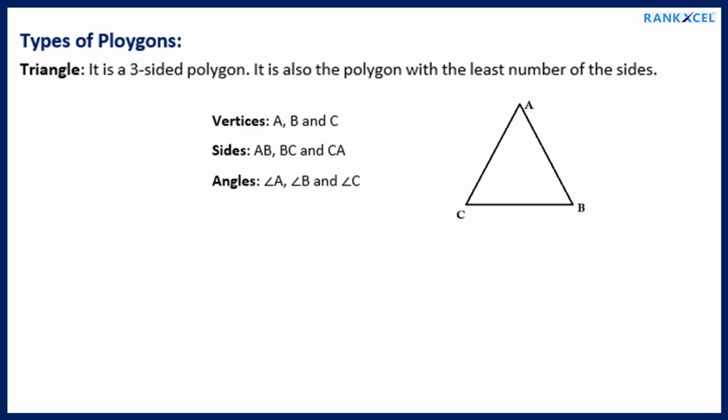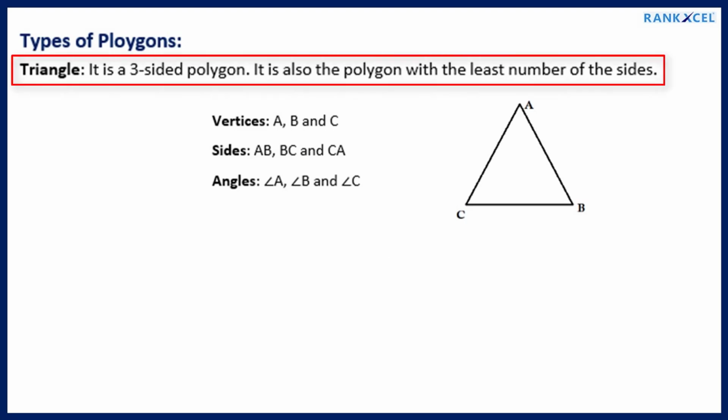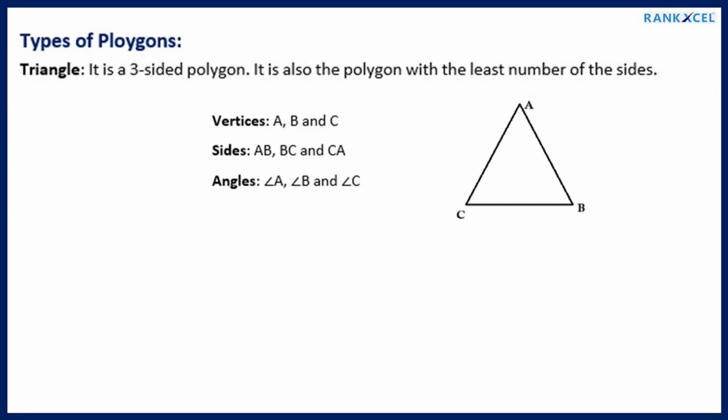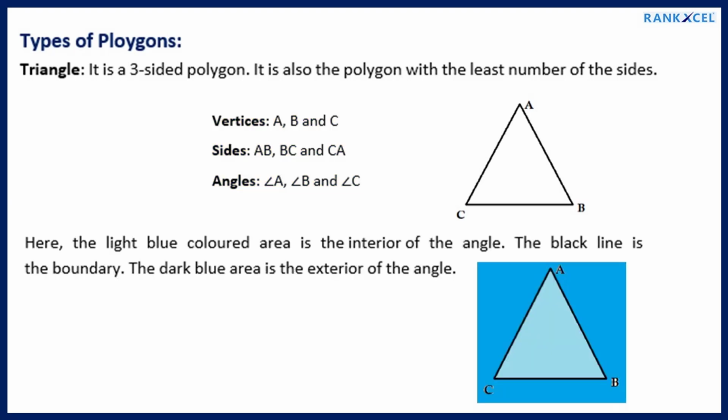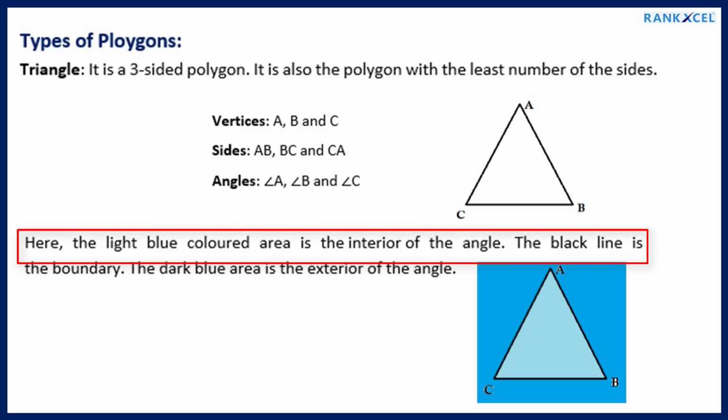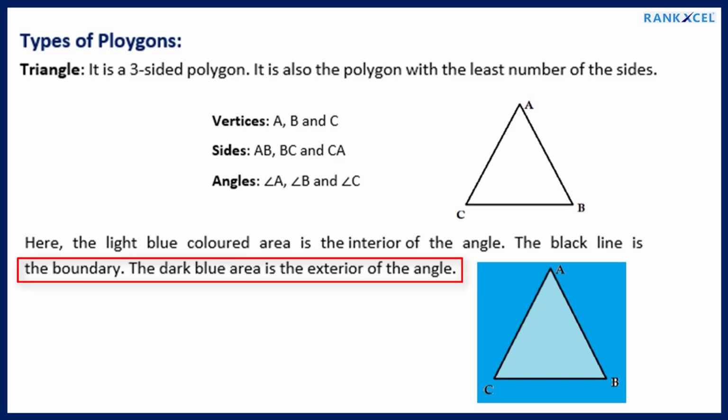Types of polygons. Triangle, it is a three-sided polygon. It is also the polygon with the least number of sides. Vertices, A, B and C. Sides, AB, BC and CA. Angles, angle A, angle B and angle C. Here, the light blue colored area is the interior of the angle. The black line is the boundary. The dark blue area is the exterior of the angle.